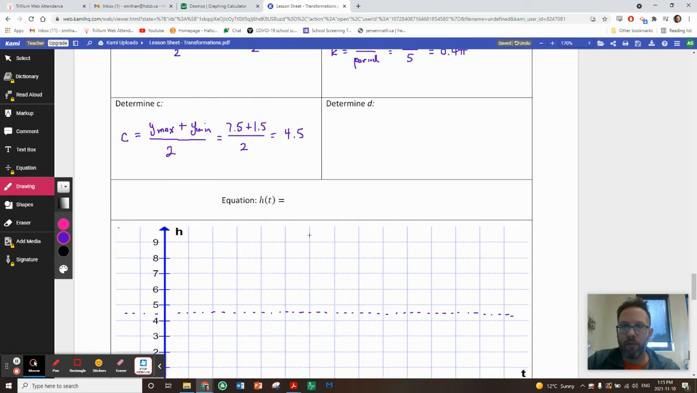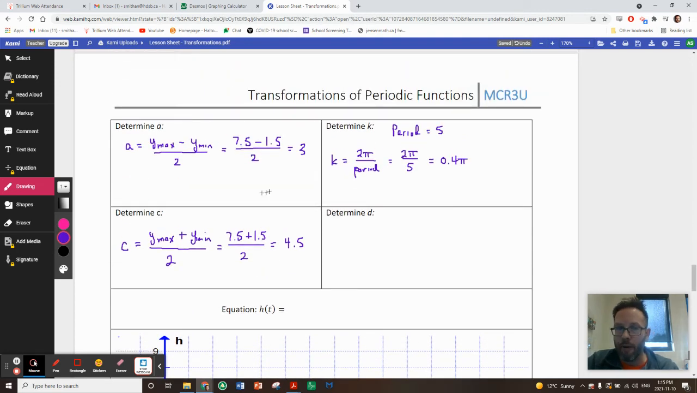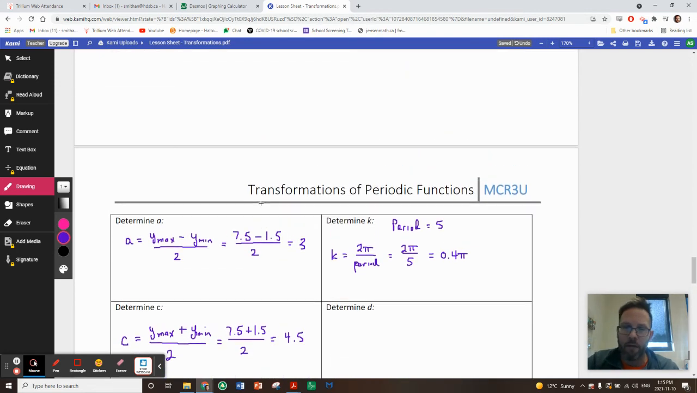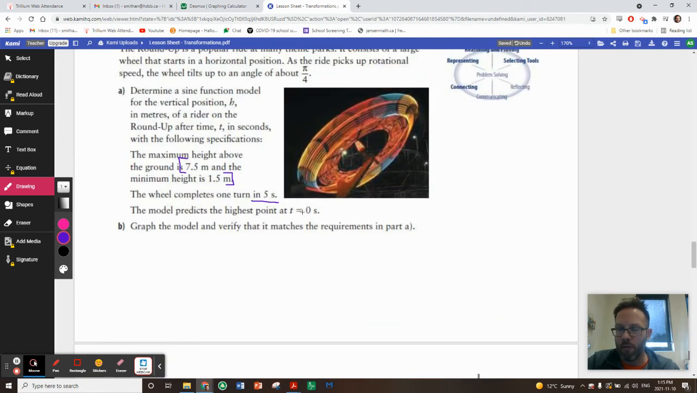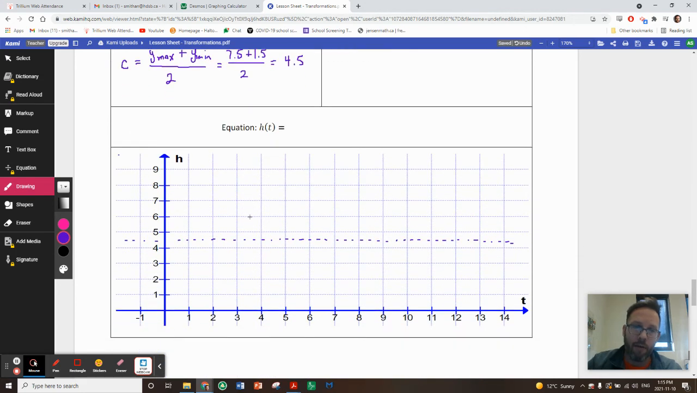Now let's talk about the phase shift. So if you read our question, and hopefully you're fine with those three are kind of easy to pick off, to be honest. The phase shift is the more challenging one. So we are told that for our model, the highest point should be at t equals 0 seconds. So on our graph, we know our highest point at 7.5 meters is going to be right here. That is a point on our graph.